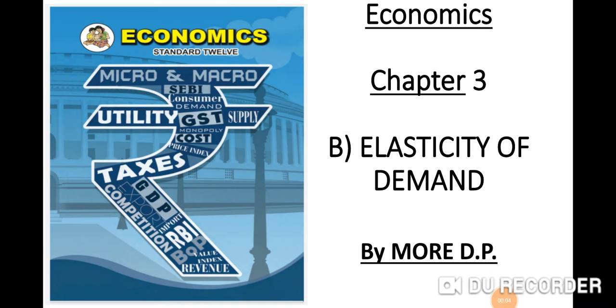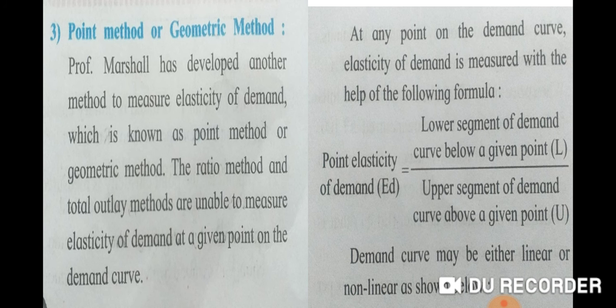Today we are going to study economics chapter number 3b, elasticity of demand. In the last lecture we studied the first two methods of measuring price elasticity of demand: first, the ratio or percentage method, and second, the total expenditure or total outlay method. In this lecture we are going to study the third method, the point method or geometric method.